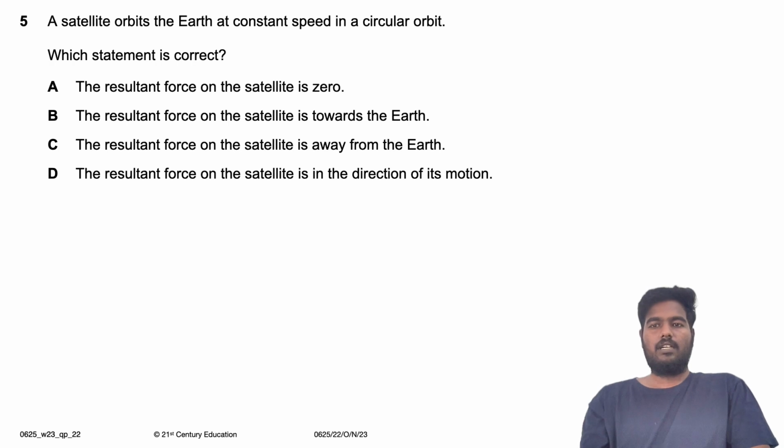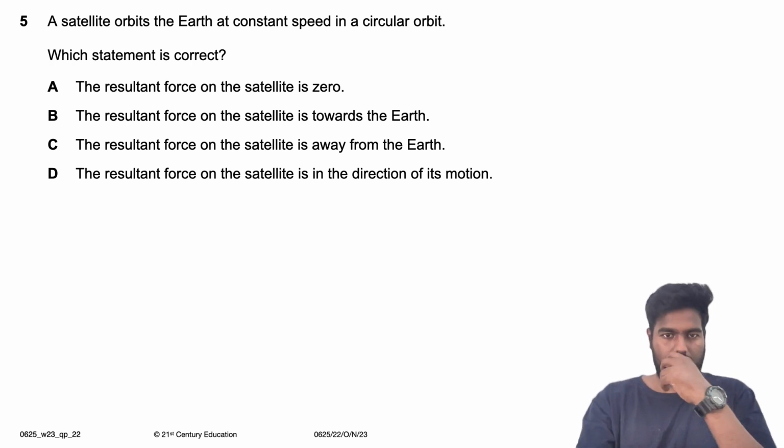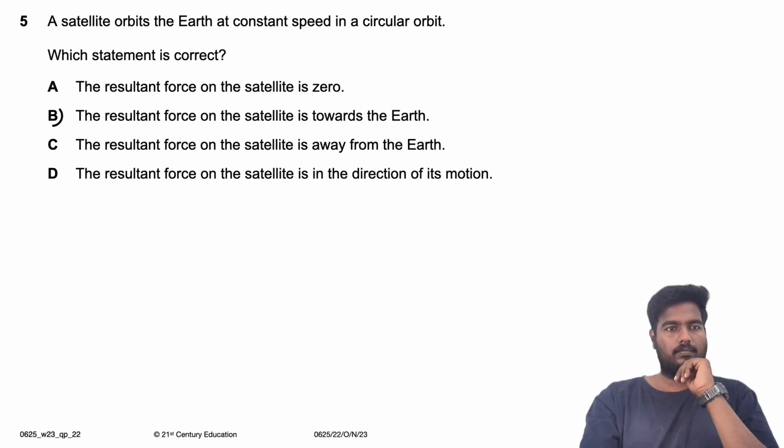Okay, so it's a circular motion. For any circular motion to exist, there should be a centripetal force, meaning that the resultant force is towards the center. So option B is the right answer. The resultant force on the satellite is towards the Earth. Earth is in the center and the satellite is orbiting the Earth. Yes, it's a circular motion. Okay, let's see the next question.